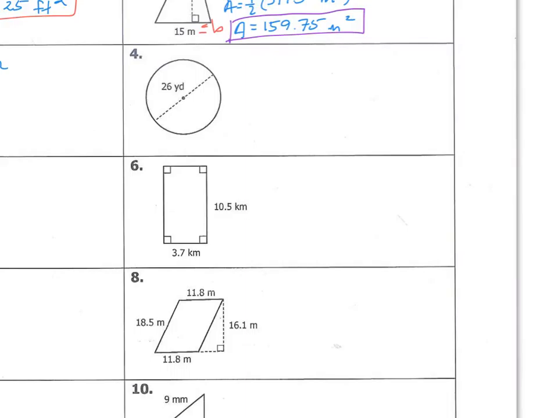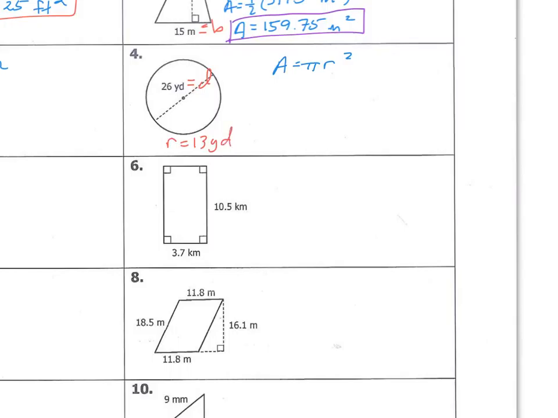This one should be fairly simple. What is it? A circle. Your area formula for a circle is pi r squared. We've done a lot of those, haven't we? Well, what did they give you here? The 26 is the diameter. What do I need in my formula? Radius. So our radius is 13 yards. So we would plug that in there.